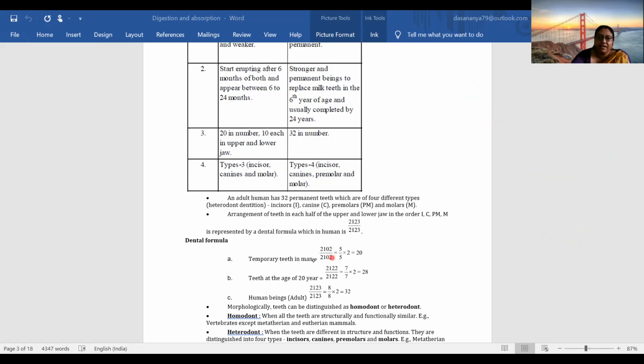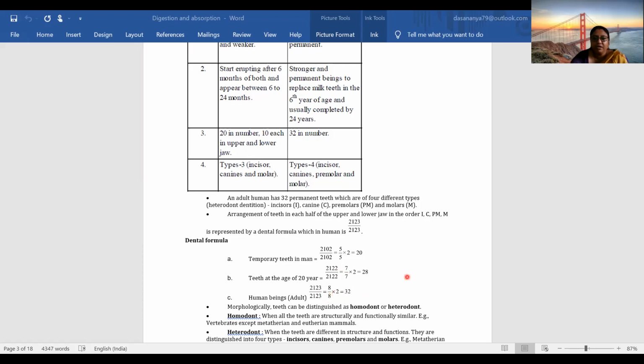You need to understand that in case of a normal human being, it is 2, 1, 2, 3. The temporary tooth, as it is described here in the difference, doesn't have premolar. So it is 2, 1, 0, 2. Only premolar is not there and 1 molar is less. At the age of 20, it is 2, 1, 2, 2, and in adult, it is 2, 1, 2, 3. Okay.